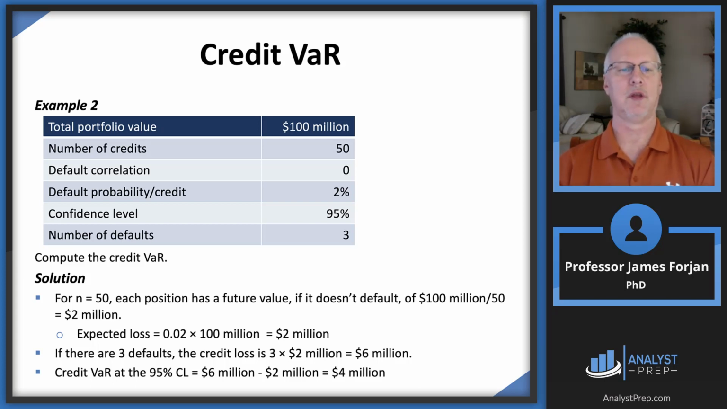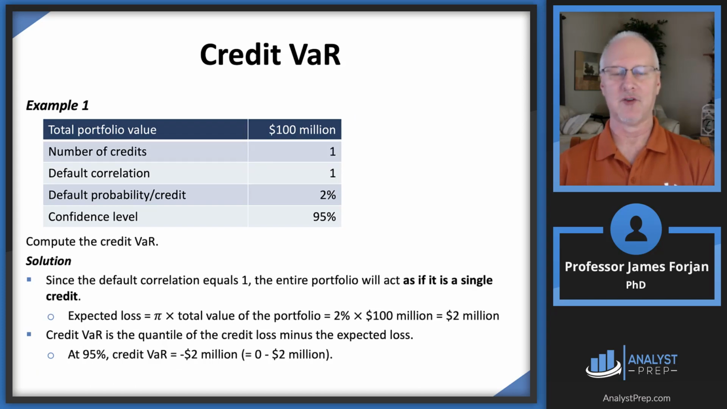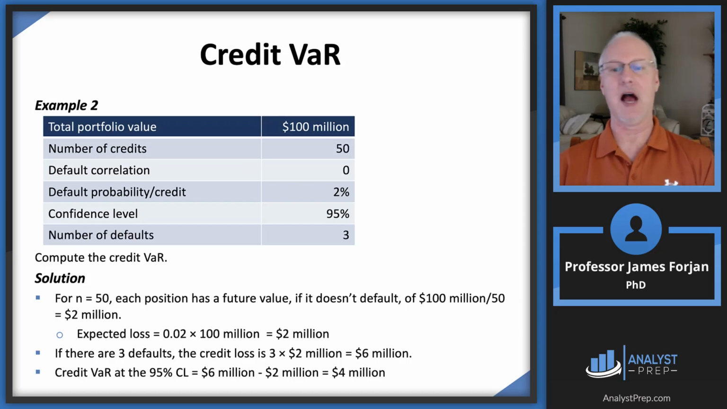So let's go ahead and compute the credit value at risk. What happens now is that with an N of 50, let's take that 50 into the 100 million, and that gives us each position of $2 million. And so that expected loss is going to be 2% of the 100 million, which is still the $2 million. Now, if there are 3 defaults, that gets us up to 6 million. So you take the difference of 6 million and the 2 million, that gets us a credit value at risk of $4 million. So back here, let me go back to that first example. We have a minus 2 million. That doesn't make a whole lot of sense. Now we've got 4 million, and we can work with this number when we have 50 credits.